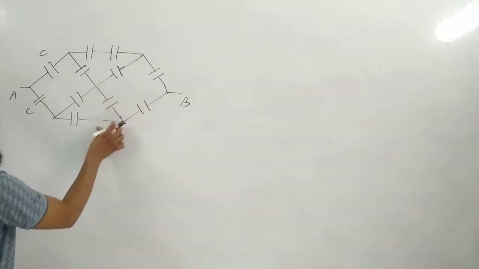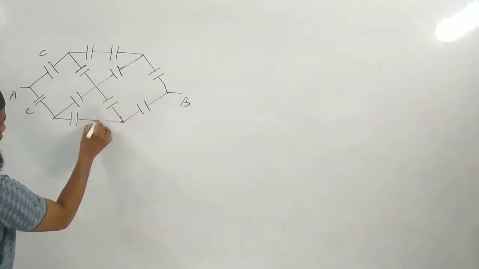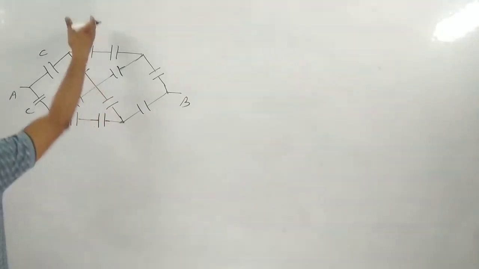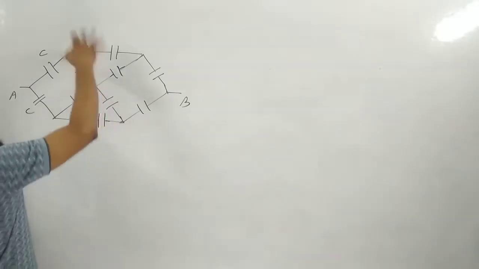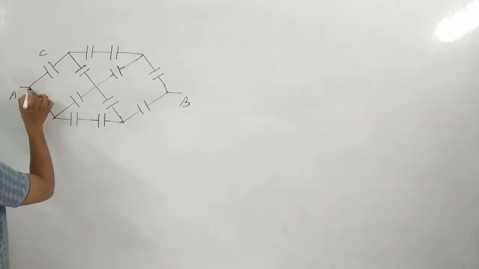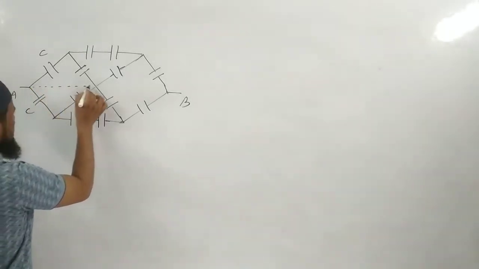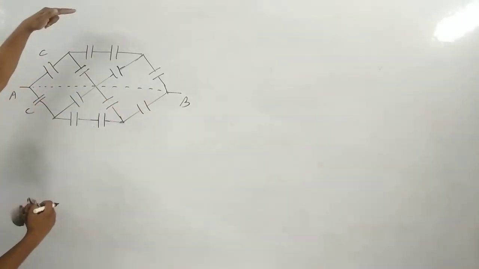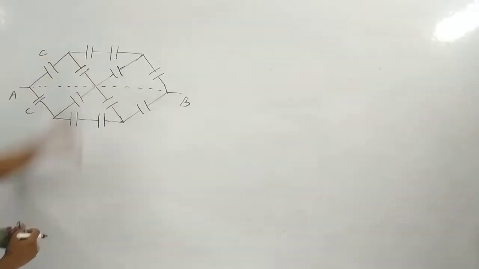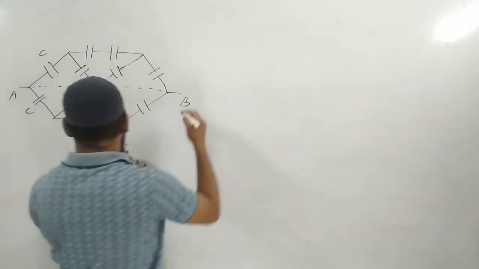If you see, in the circuit there is a vertical symmetry and horizontal symmetry. If I divide it this way also, these two are identical. If I divide it this way also, these two are identical. Okay. Let me do one thing. Let me divide this particular circuit into two equal parts. That is the upper part, this is the lower part. Okay. And how will it look?